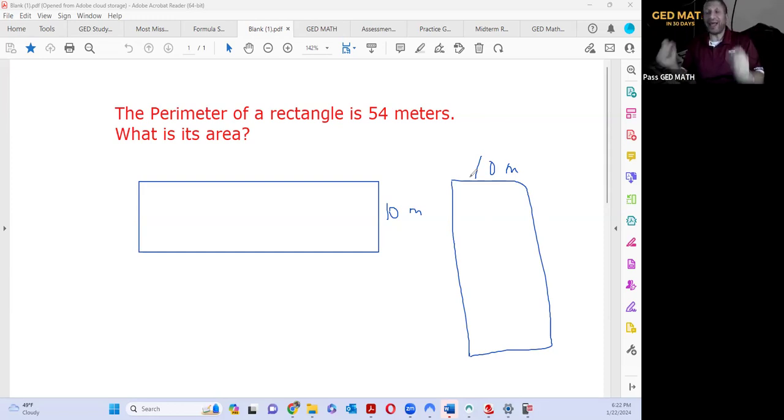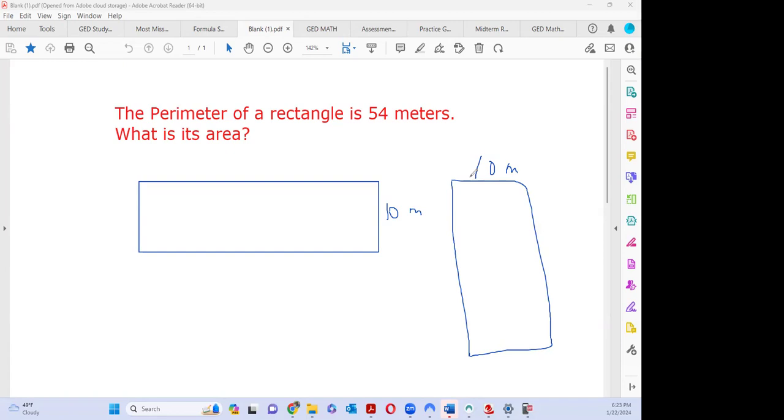A lot of people make that mistake, but it's no mistake, because in this example my 10, according to me, is my length. But if I turn it, my 10 becomes my width. It doesn't matter. What you have to know is that one is your length and the other is your width.